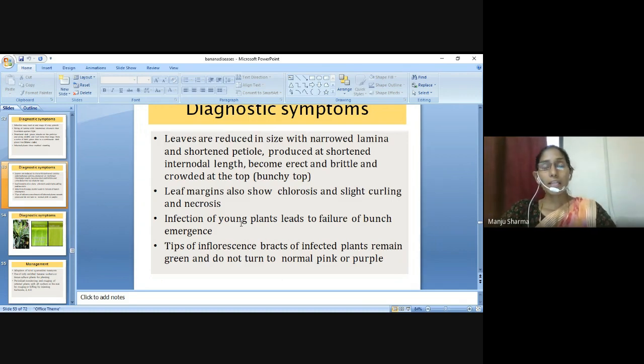Diagnostic symptom: leaves are reduced in size with narrowed lamina and shortened petiole, produced at shortened internodal length, become erect and brittle and crowded at the top, bunchy top. Leaf margins also show chlorosis and slight curling and necrosis. Infection of young plants leads to failure of bunch emergence.